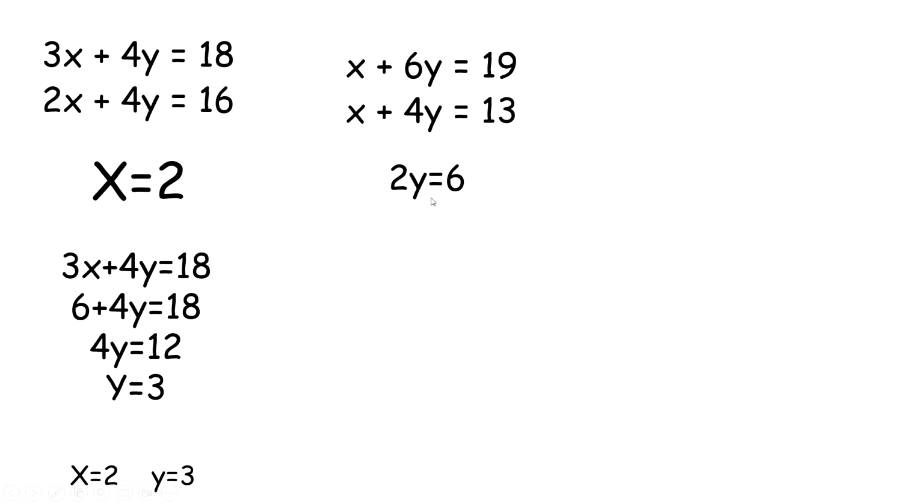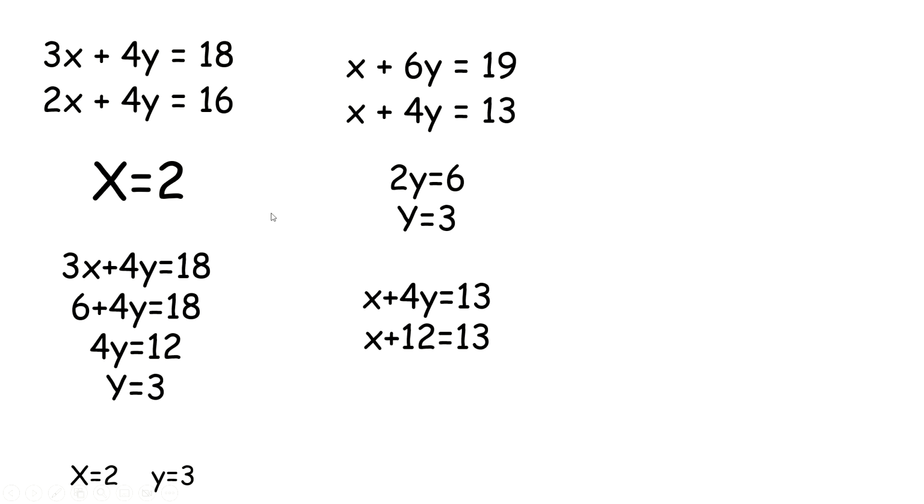So what do you do here? Well, it's just a normal equation. You just divide both sides by 2 to get y equals 3. Exactly what we did before. We substitute. So x plus 4y equals 13. That's the equation I've chosen. Doesn't really matter out of the two.